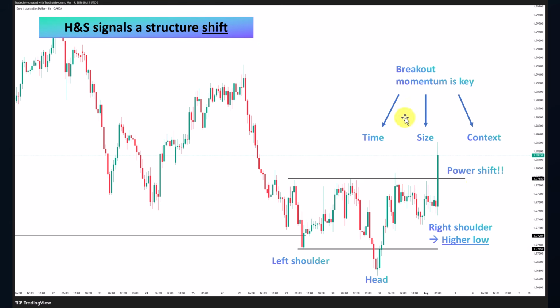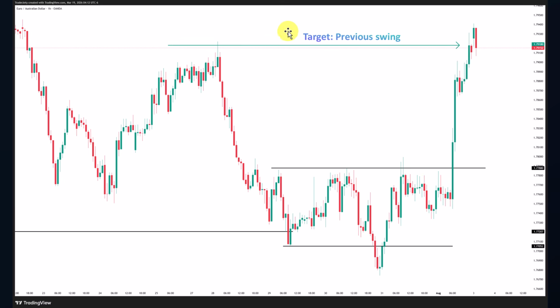So only when those three things come together, context, what is the context? Long-term, short-term support with a fake out. Size. We have here time, right? London or New York Open. Only then you're looking at a high probability entry. And then for targets, we can keep it very simple in the beginning and we just target previous swing highs here. So this is the breakout and then the market shot up higher. There's no opposition here and the market very easily moved higher.